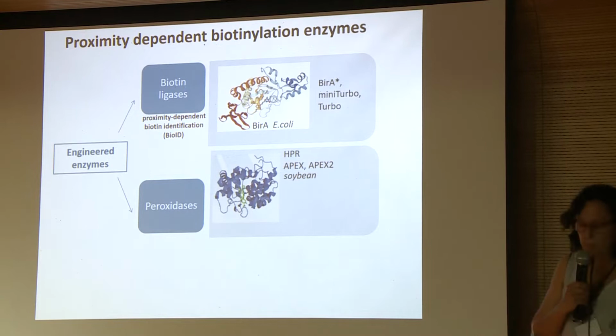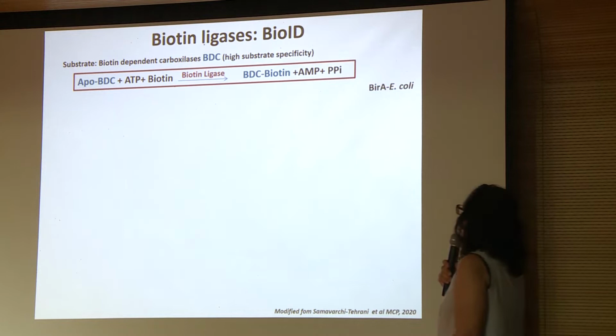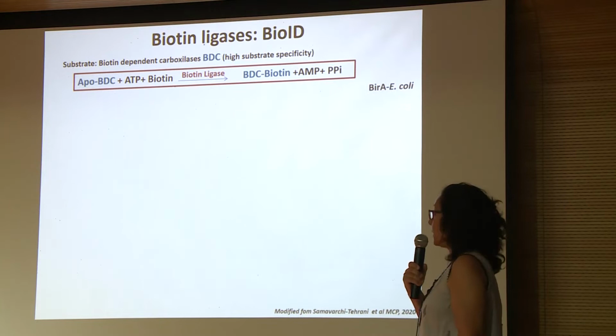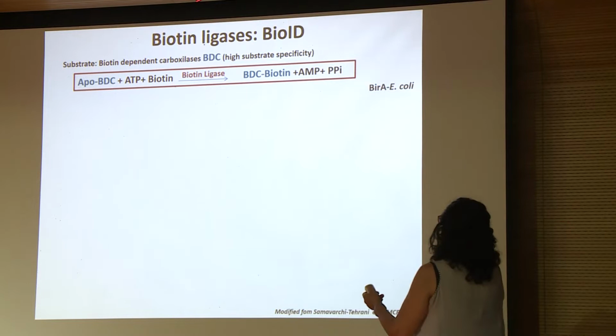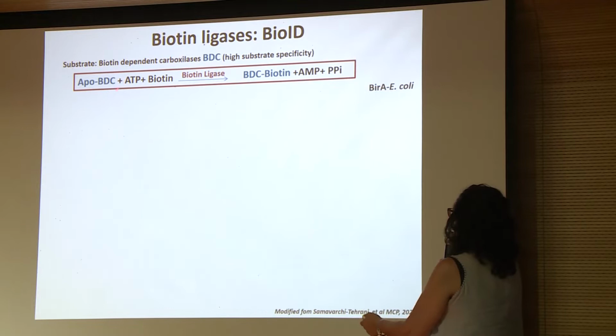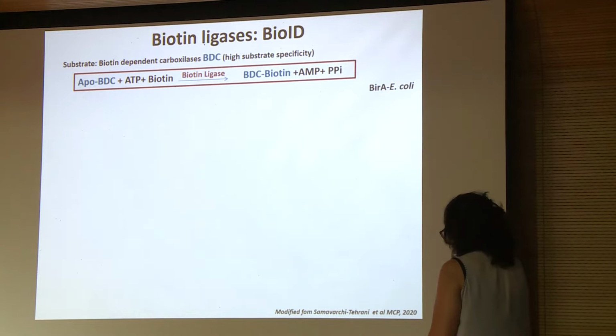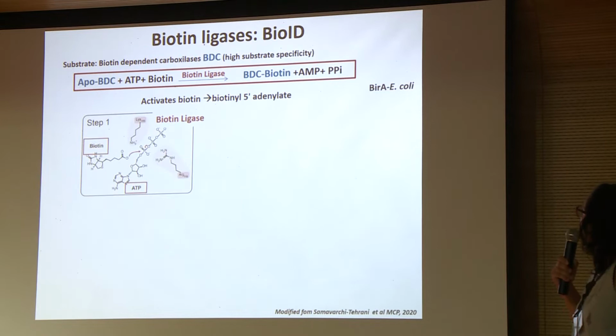These enzymes attach a biotin to another protein, which is a very specific substrate of this enzyme, called biotin-dependent carboxylases. So, as I told you, biotin ligases are very specific for these substrates, and the reaction they catalyze is the apo biotin-dependent carboxylase, in the presence of ATP and biotin, forms the biotinylated protein.